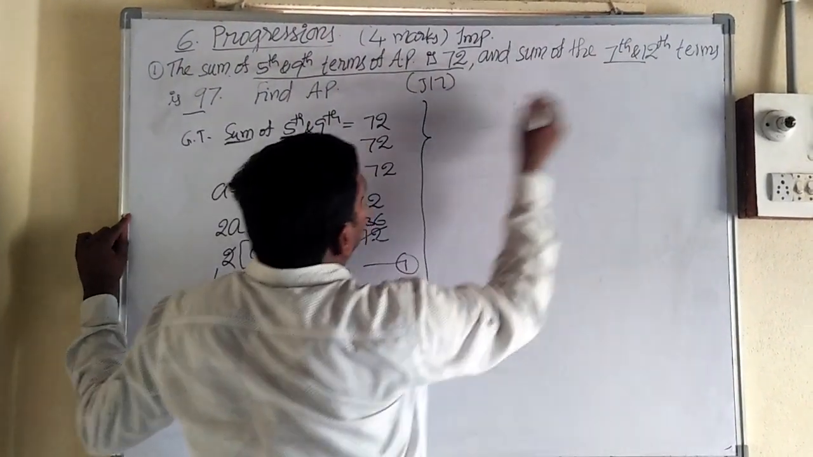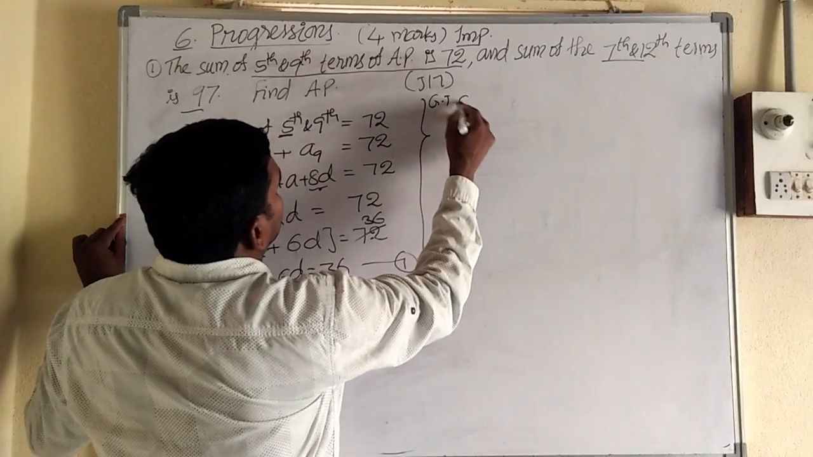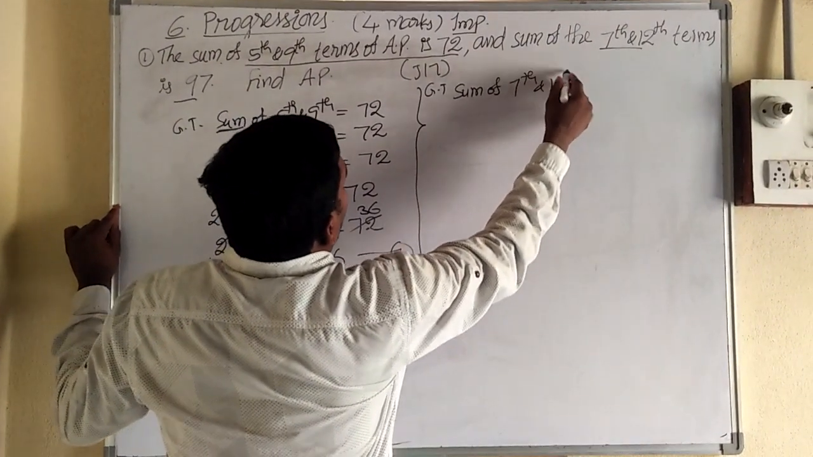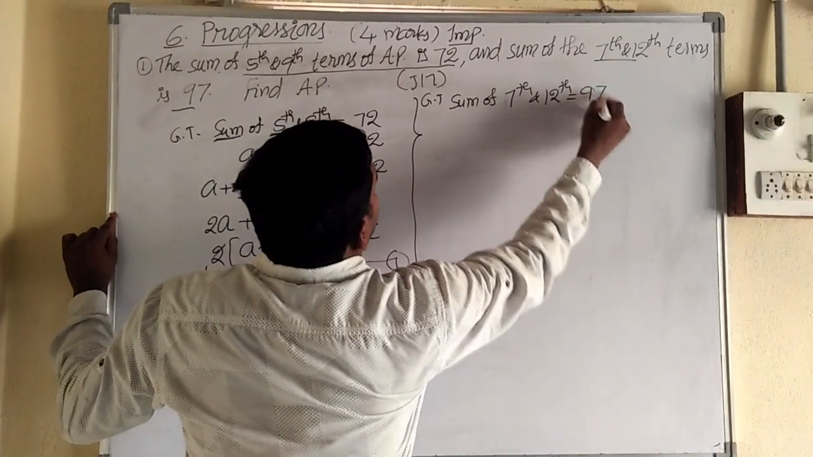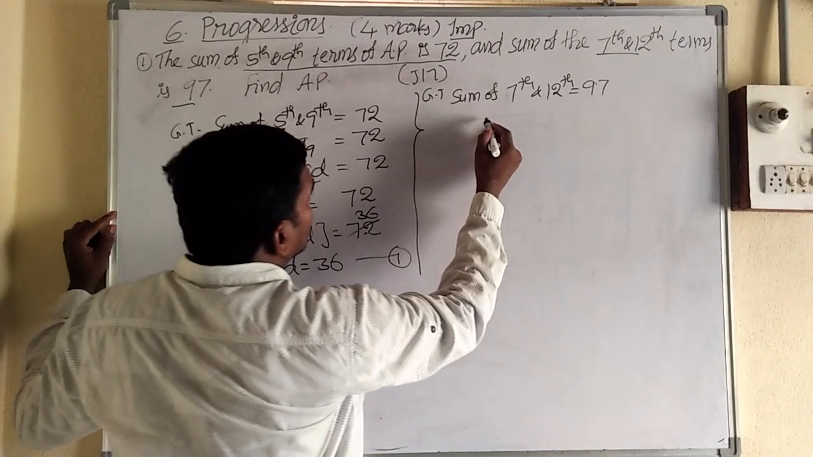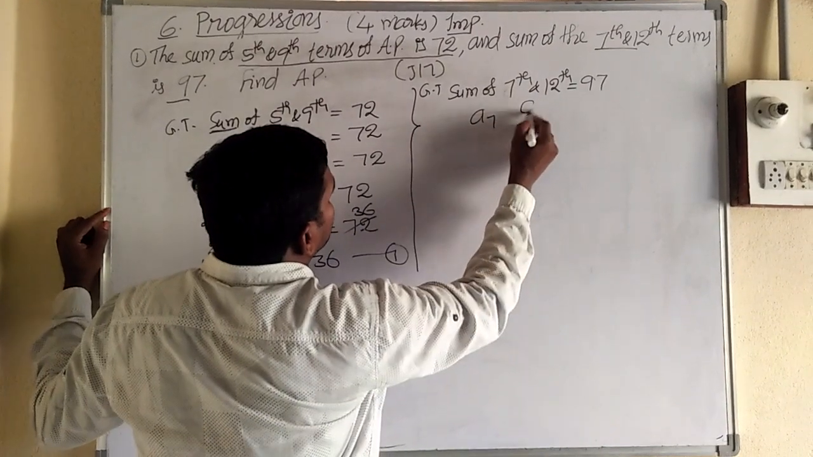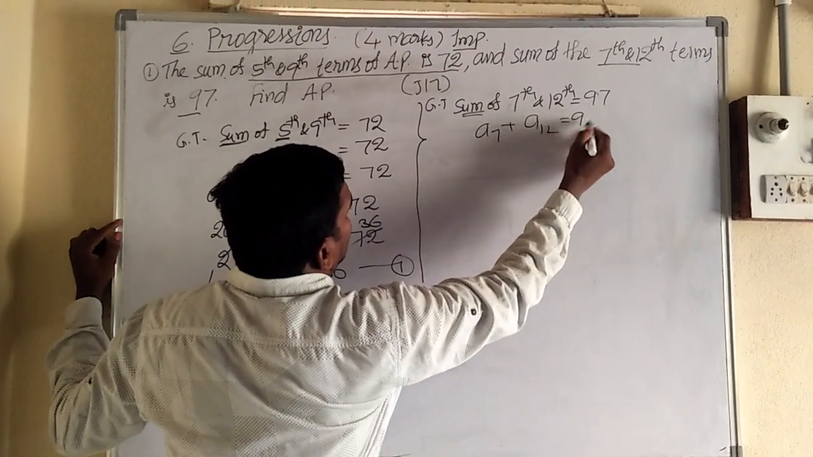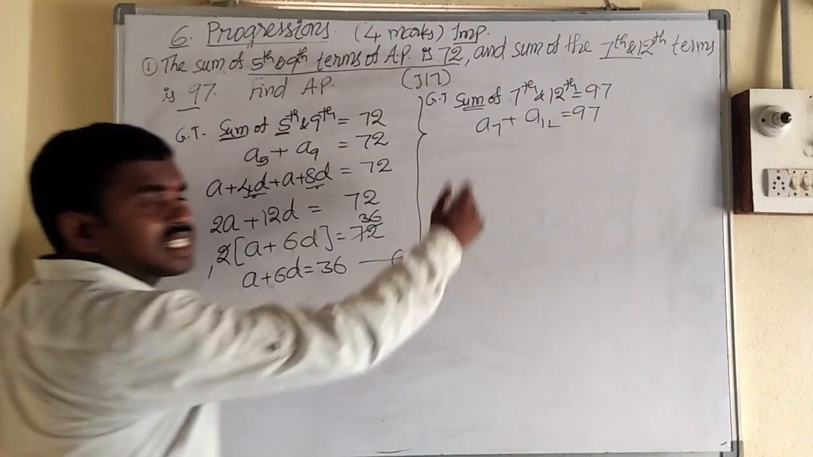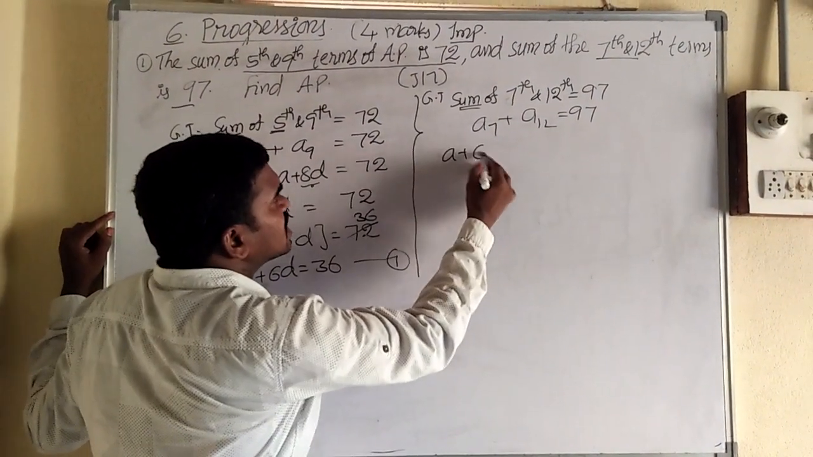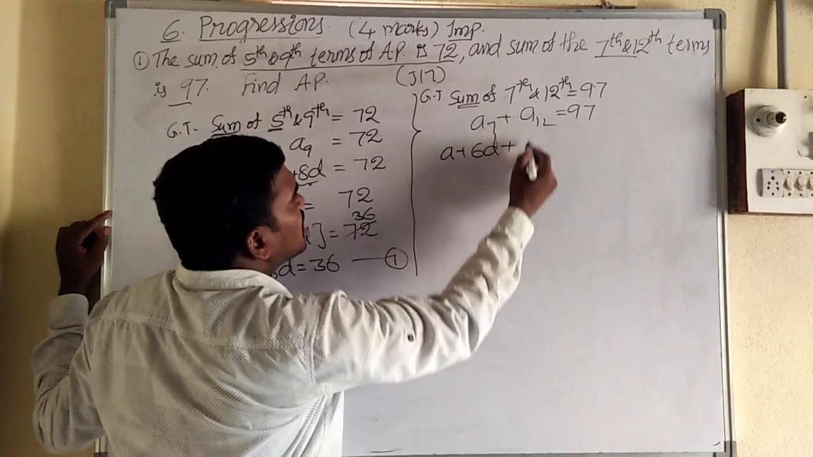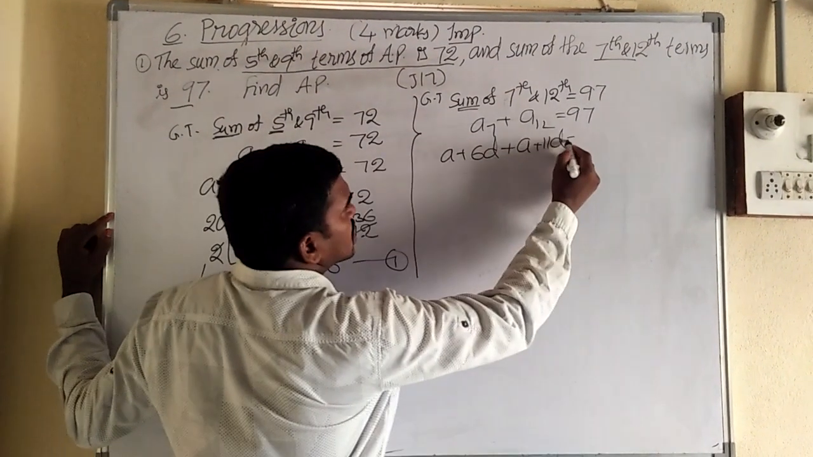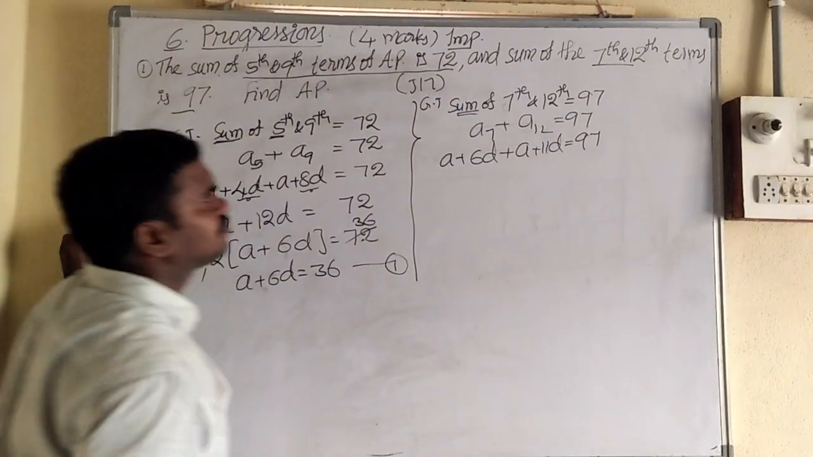The sum of the 7th and 12th terms. So given that the sum of the 7th and 12th is equal to 97. The 7th is A7, the 12th is A12. Sum means plus, next equal to 97 as it is. Now A7 means A plus 6D, plus A12 means A plus 11D, and then equal to 97.